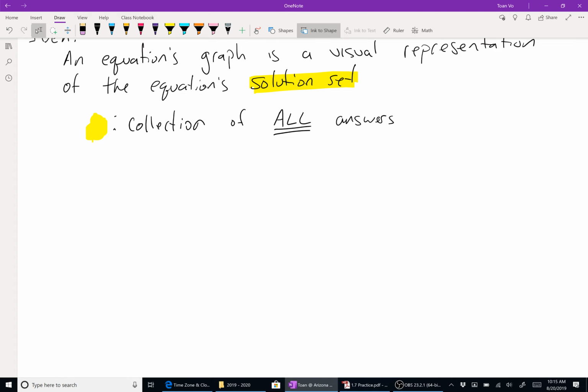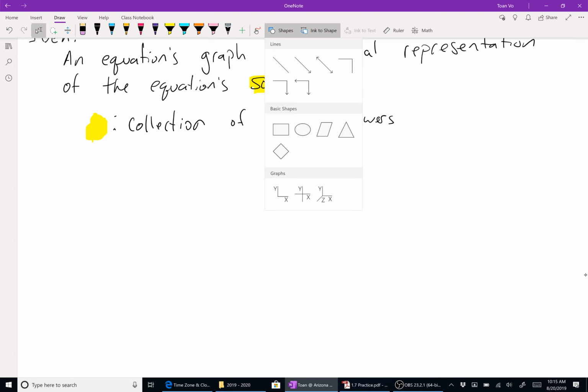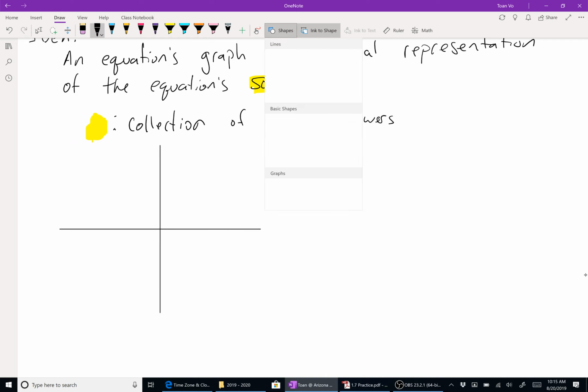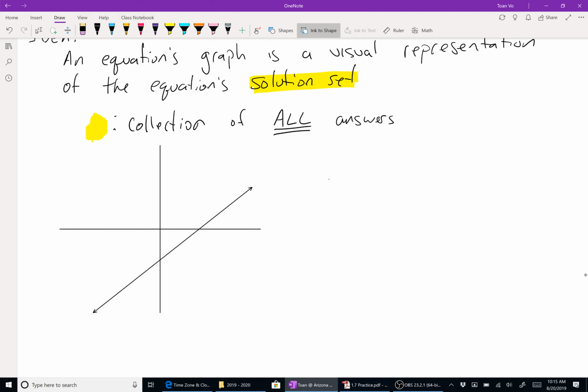I'm just going to draw a random graph here, no numbers. So here's a coordinate system. Here's a random line, and let's say that line has an equation y equals f of x, just some arbitrary function.